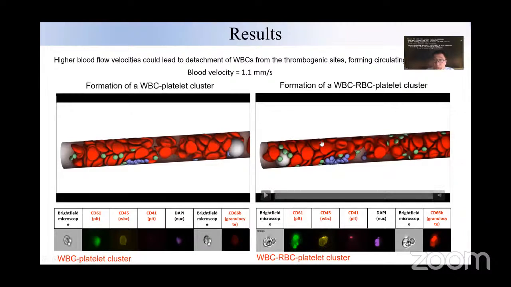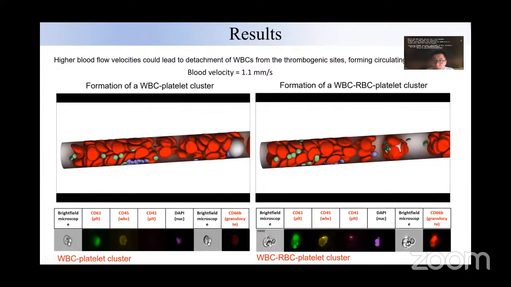And also, if we consider the white cell red cell adhesion, we can see that it started to form this white cell, red cell, and platelet aggregate. And this type of aggregate is also observed from the blood samples of COVID patients.